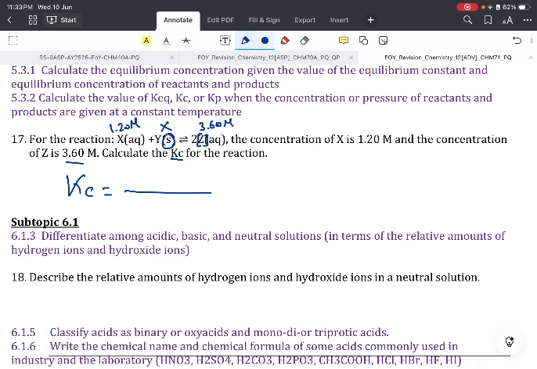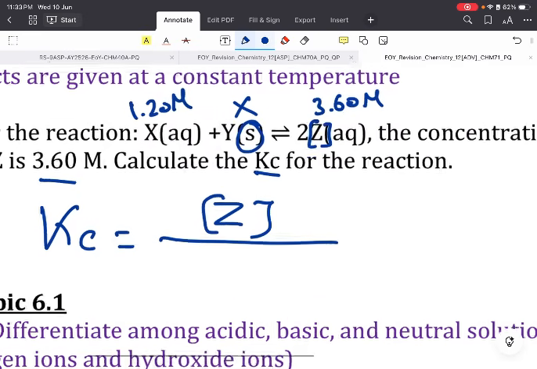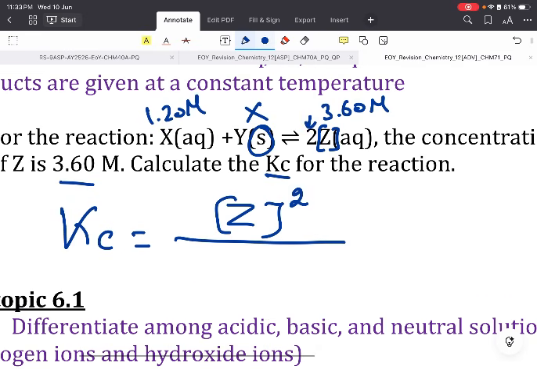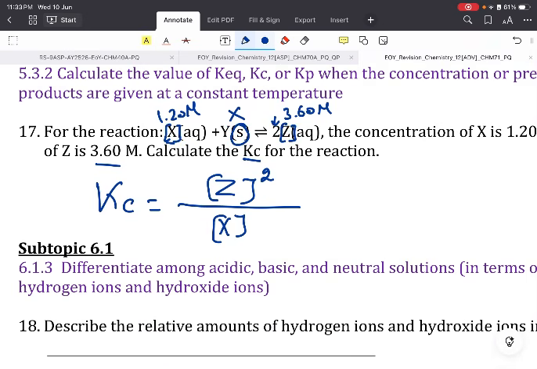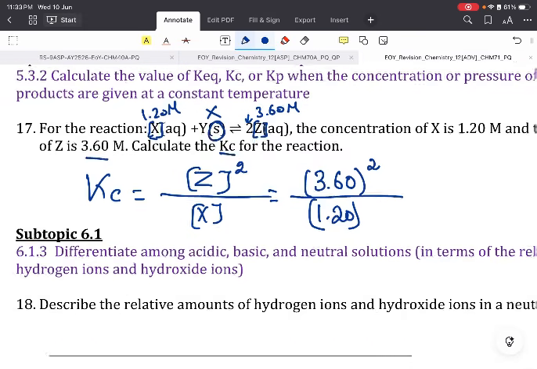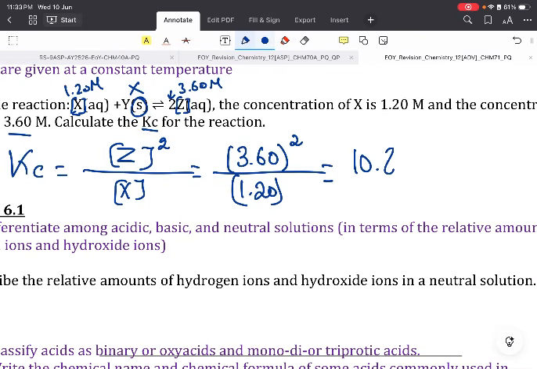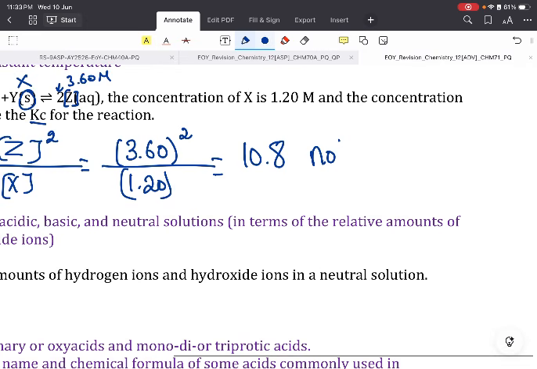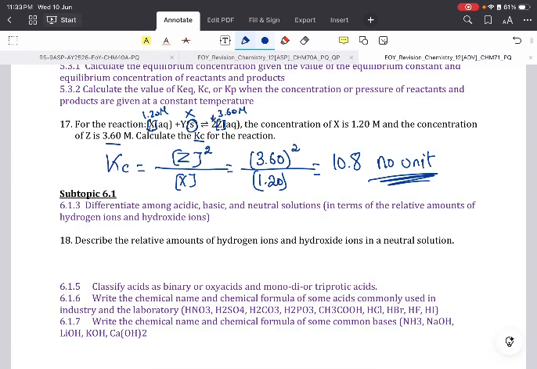Kc is Z in brackets, and this 2 will be written as a power, over X in brackets. Of course, I'm not going to include the solid. Now I'm going to substitute. It's 3.60 squared over 1.20. Plugging this into our calculator, we obtain 10.8. Kc and Kp have no unit. There's no unit for the K equilibrium.